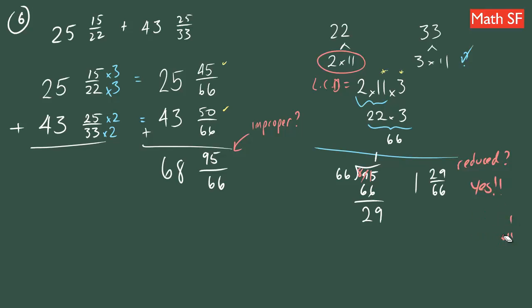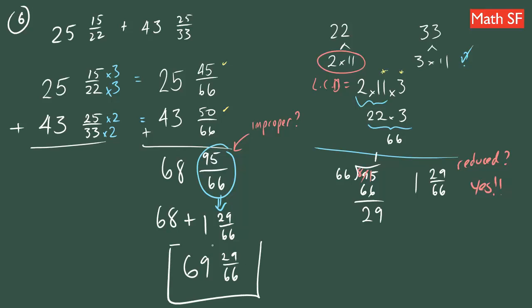Okay, so let's go back to the problem, and instead of writing this 95 over 66, what are we going to have? We're going to have 1 and 29 over 66. But don't forget that you have the 68 in front, so that 68 and the 1 should make 69. So my answer should be 69 and 29 over 66. That should be your final answer. And this is now reduced to its lowest terms, and it's, as we say, simplified. A mixed numeral, to be simplified, should not have an improper fraction.